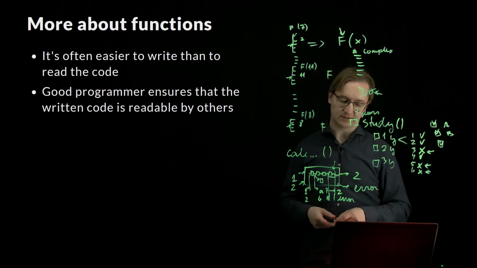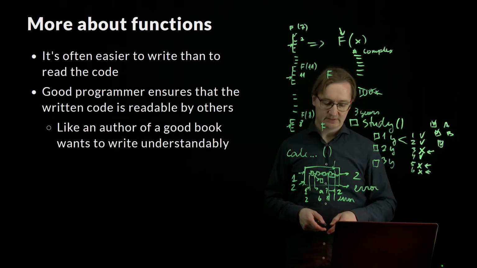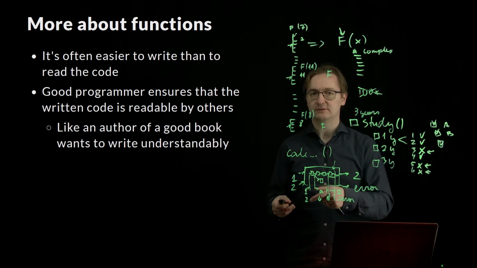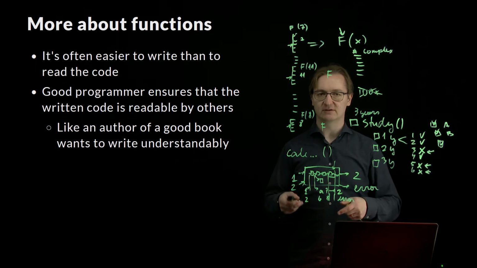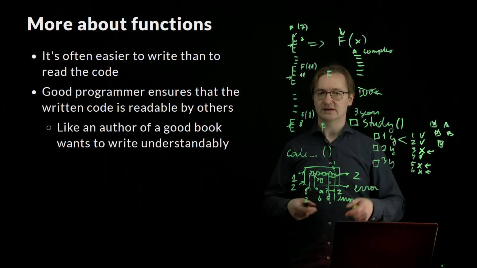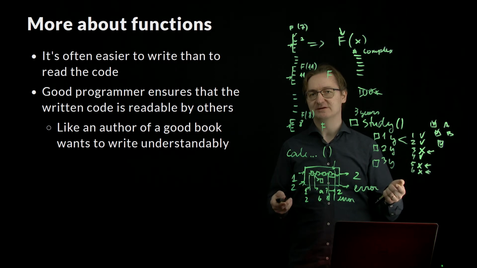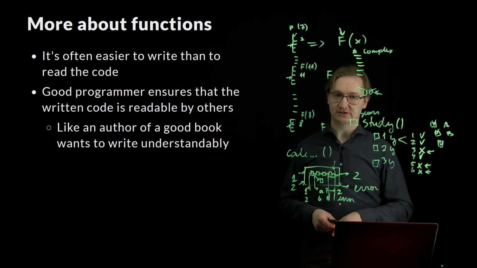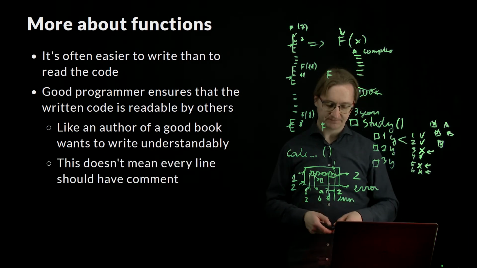So the code should be readable for a programmer also, and a good programmer ensures that the written code is readable by others. It's like an author of a good book. There's no point in writing a book which nobody understands, or which is very complexly written, and it's very hard to understand what the author wanted to say. Of course, there may be some authors who do it intentionally, but usually you want your code or your book to be readable and understandable for others.